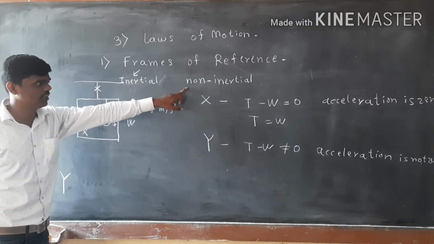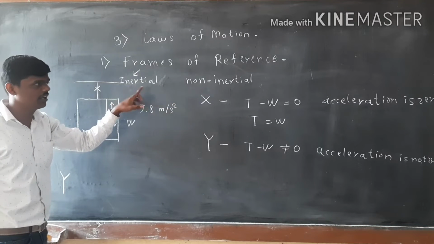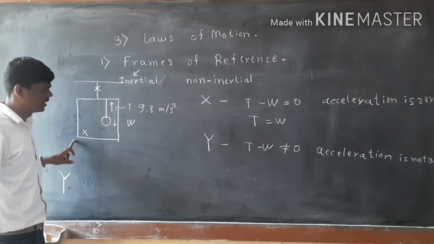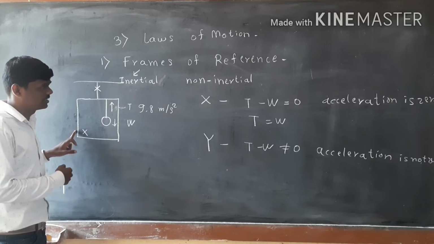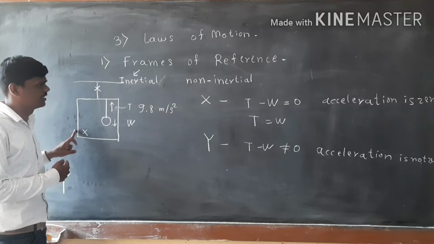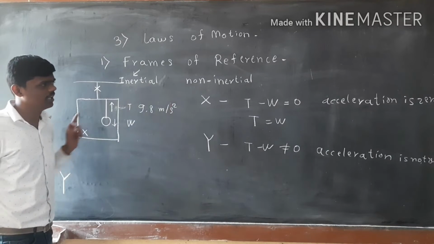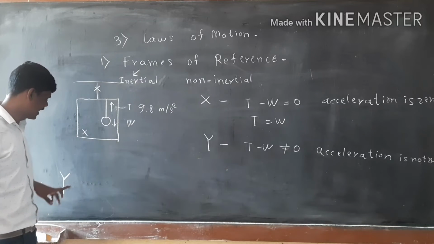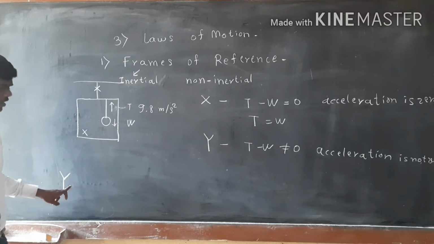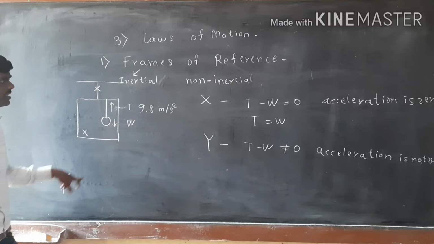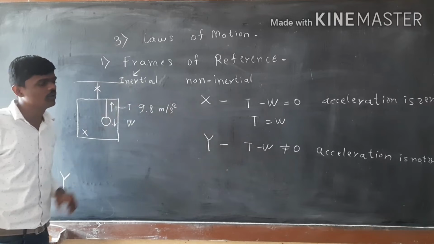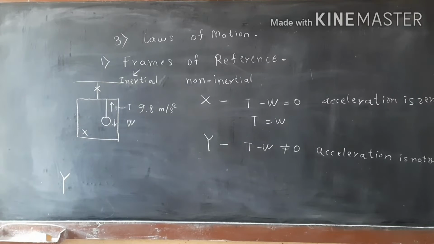We will see what non-inertial and inertial frames of reference are in detail, but for the time being, let's get the introduction. The lift is a non-inertial frame of reference, and the Earth, the observer on the Earth, and hence Earth is an inertial frame of reference. Now let's take a look at what the inertial and non-inertial frames of reference are.